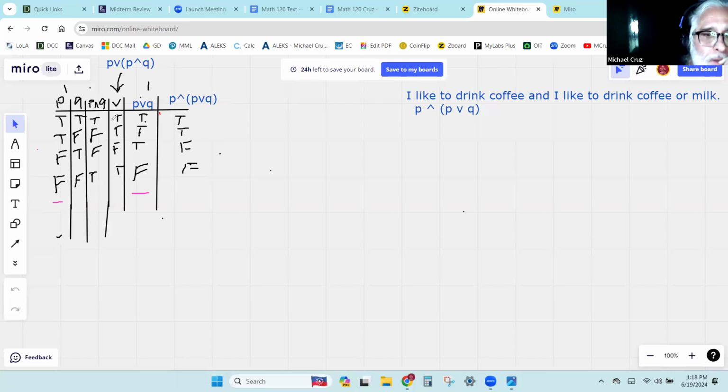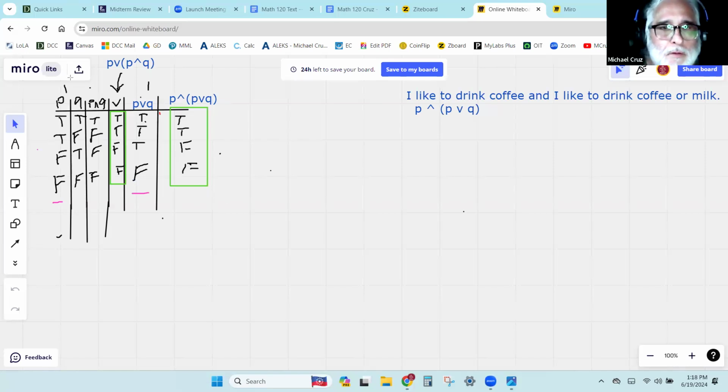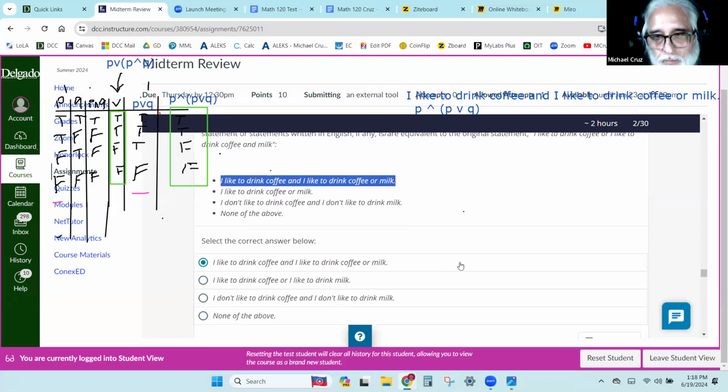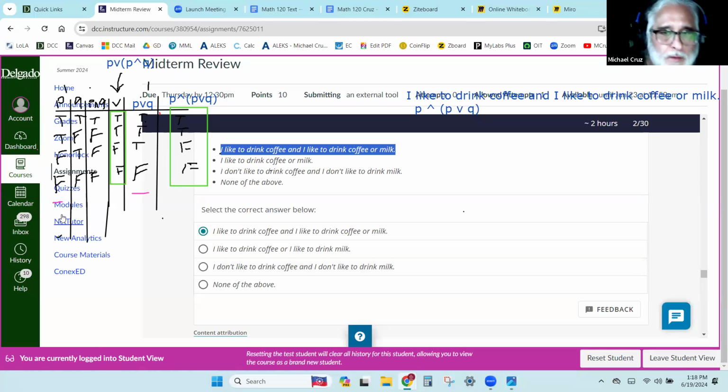What happened here? Was this one right? P and Q. Oh, this is an F. Yeah. There we go. So now they match. Now they match. True, true, false, false. So the first one is the answer for that.